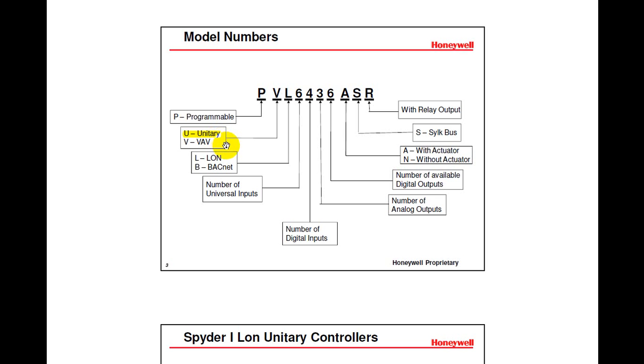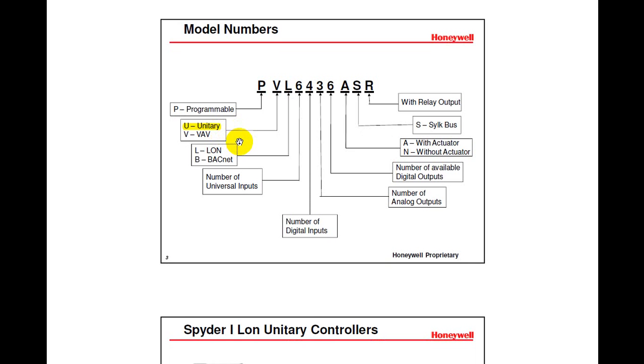If you are selecting a spider for VAV controllers, you can select part V. Else you can select U, unitary. That will be for all types of systems like AHUs, chillers, boilers, and fan coil units. Then third is L, which tells you whether it is LON or BACnet.